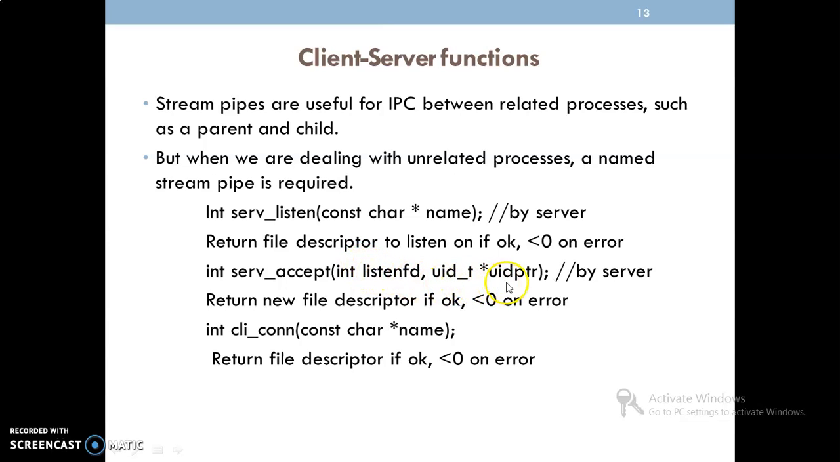Later on, this function is also executed by the server. Once again it returns a new file descriptor if okay, and -1 on error conditions here. Now the client can communicate with the server by calling one function, client connection here. Then it provides its name and its details by using this name, and it returns the file descriptor with respect to the client here. So these are the three functions we use between client server connections here.